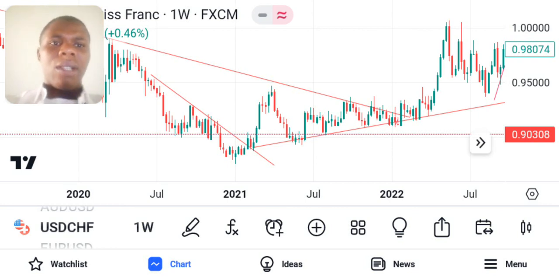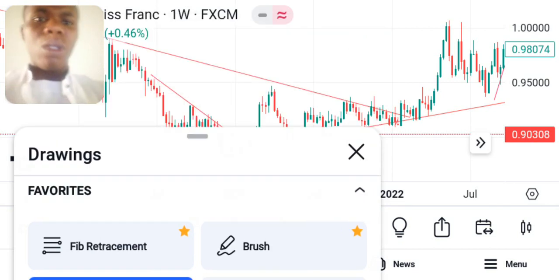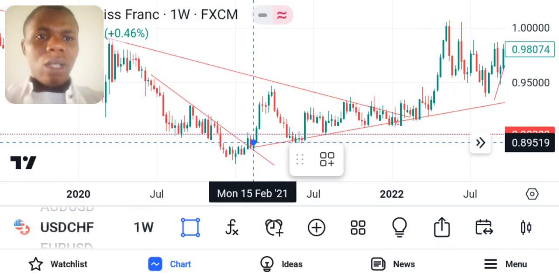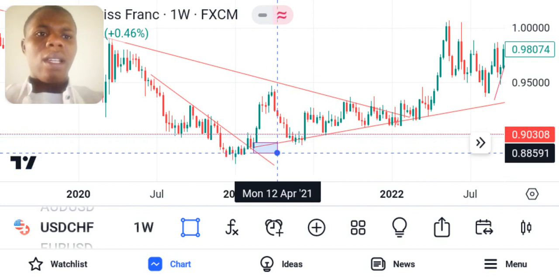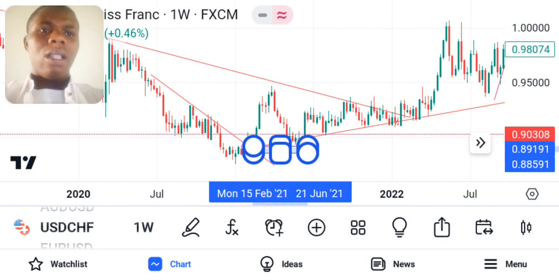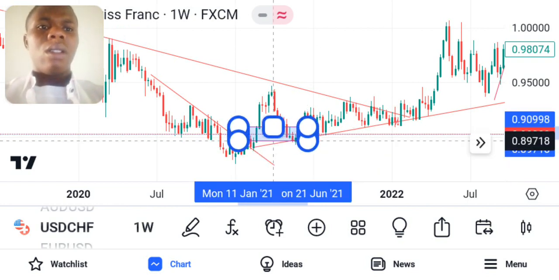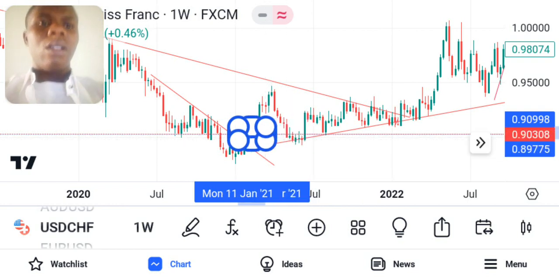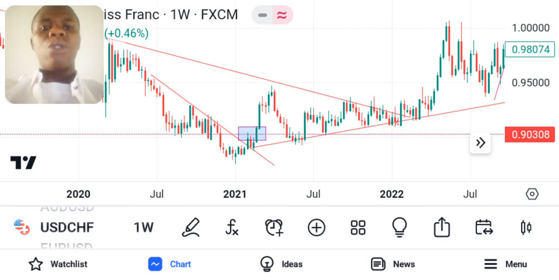Now let me point this out. See, the market actually respected this zone. Let me point it out so it will be clearer. It actually respected this zone here. See, it respected this zone. This is an entry trigger that led to the break.